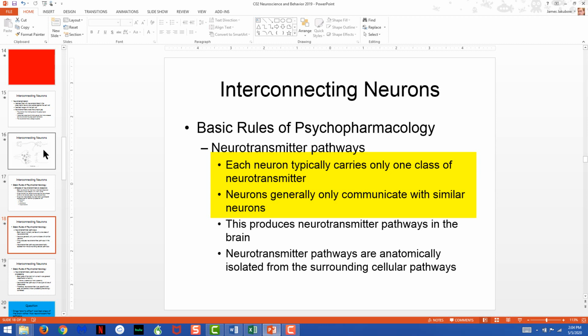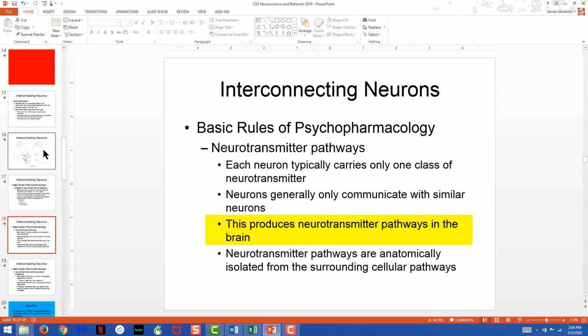And so if there's one dopamine cell connected to another dopamine cell, connected to another dopamine cell, connected to another dopamine cell, you essentially have a dopamine pathway, because a cell with dopamine mostly only communicates with other cells that have dopamine, and that forms essentially a chain of dopamine cells. And that's what would be called a neurotransmitter pathway, or in this case specifically, a dopaminergic pathway, because it's a pathway that involves dopamine.